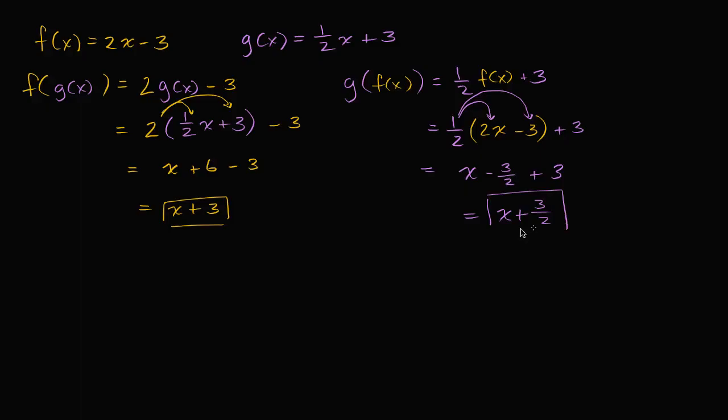So notice, we definitely got different things for f of g of x and g of f of x. And we also didn't do a round trip. We didn't go back to x. So we know that these are not inverses of each other. In fact, we just had to do either this or that to know that they're not inverses of each other. So these are not inverses.